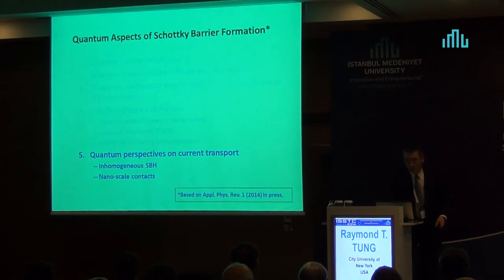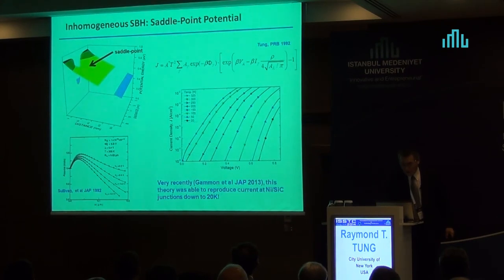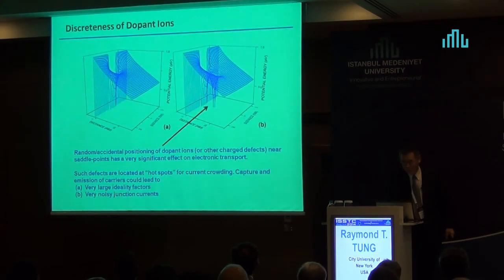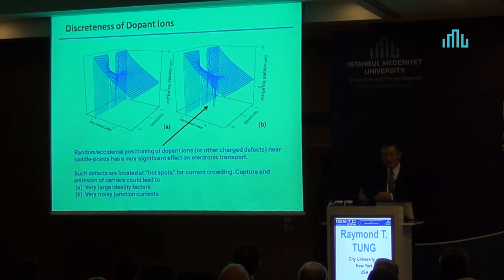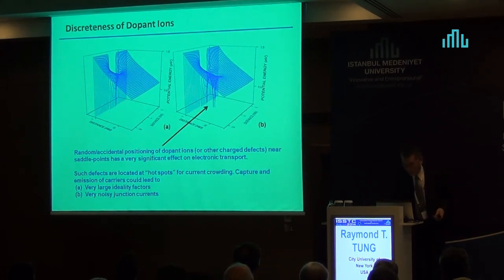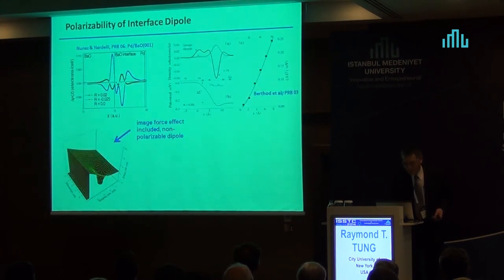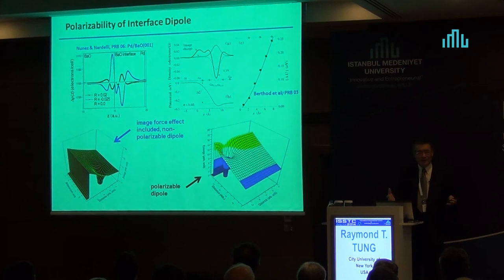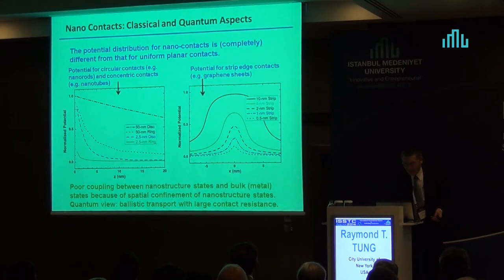I actually don't have time to discuss more. I'm sorry, I'm a little dizzy, so I can't talk fast enough to finish this talk in time. I apologize. I would have shown you several ways that the presence and discreteness of dopant atoms would have affected a potential distribution that is otherwise homogeneous, and these would have a very dramatic effect on transport phenomena at metal-semiconductor interfaces. Unfortunately, I ran out of time, and there are things I planned to talk about, such as nano contacts.